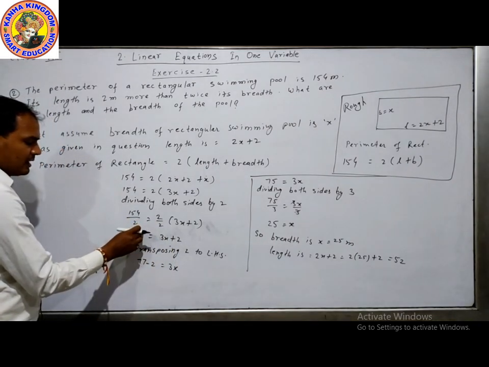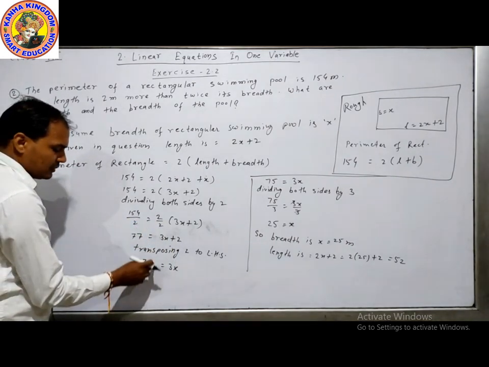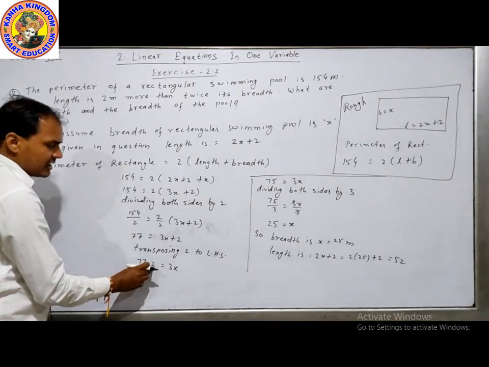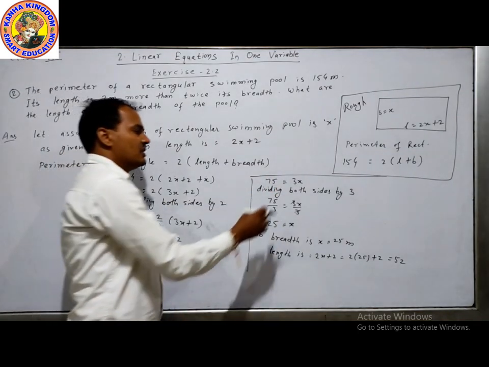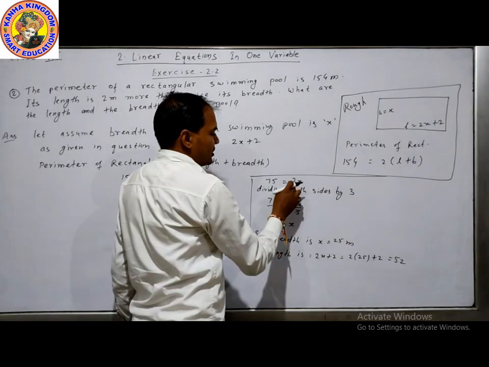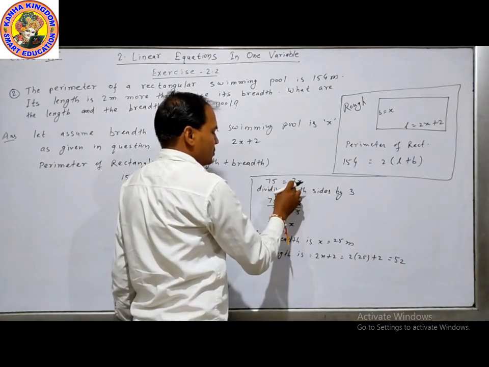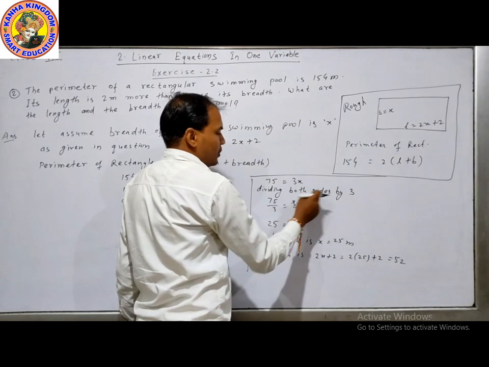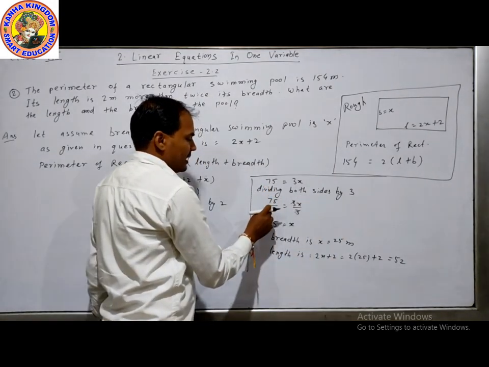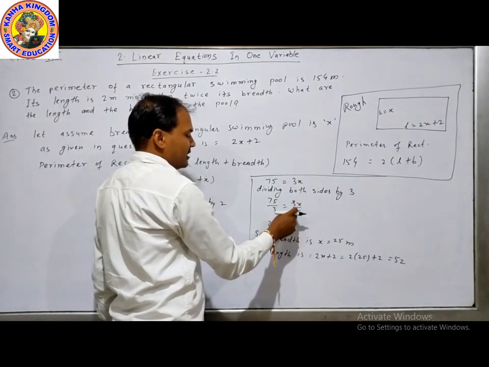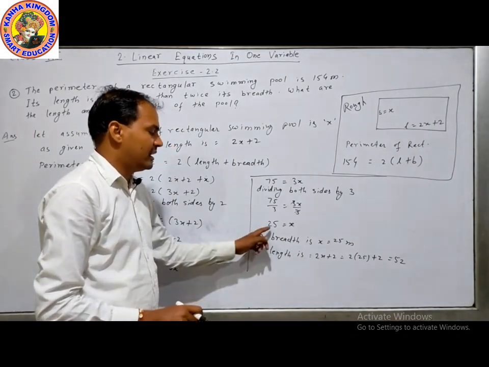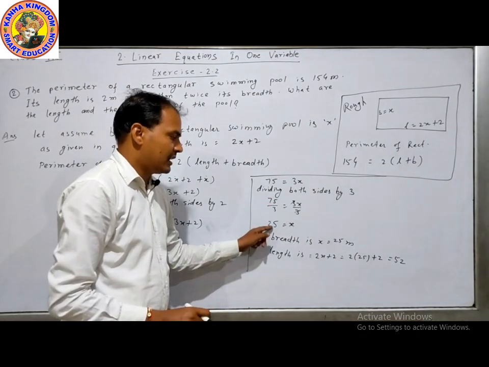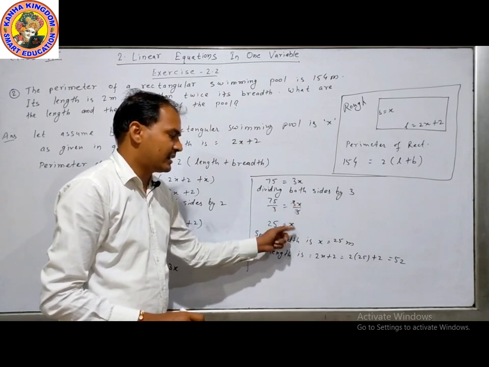When this moves to the left-hand side, it will be minus 2. So this is minus 2. 77 minus 2 is 75. 75 is equal to 3x. We have to remove 3. This is 3 in multiplication, so we divide by 3. Dividing both sides by 3: 75 divided by 3, 3x divided by 3. 3 and 3 cancel out. Then dividing by 3, we get 25. 25 is equal to x.